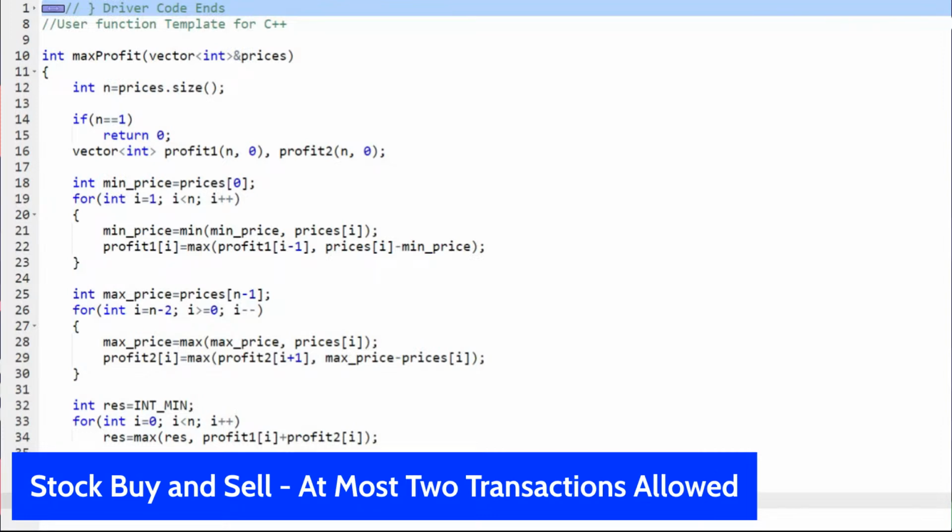Okay, so we have a confusion at line number 16. What we are doing here is declaring two arrays, profit 1 and profit 2, of size n, and initializing them with 0.